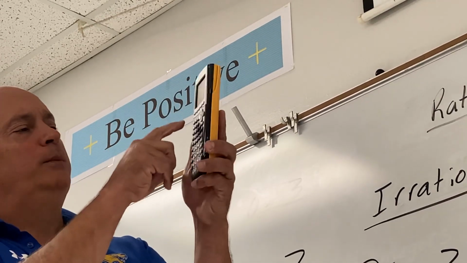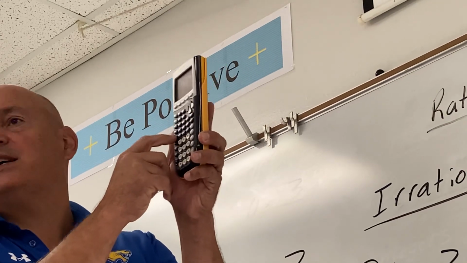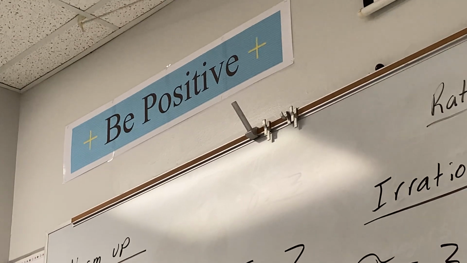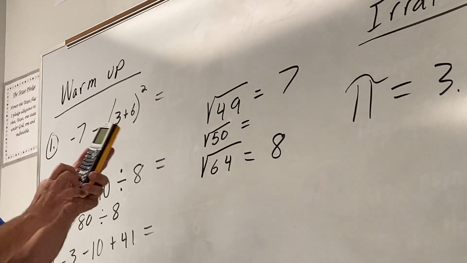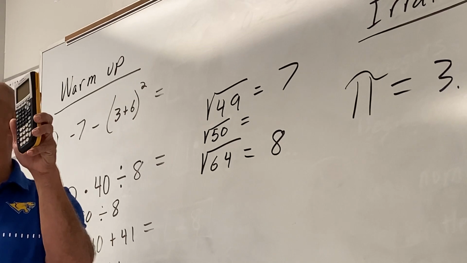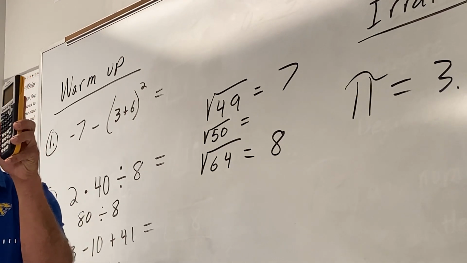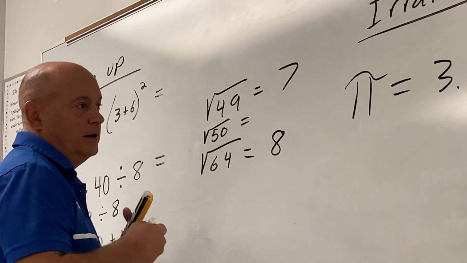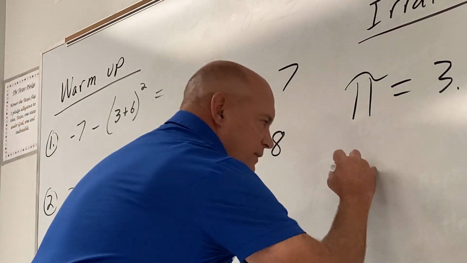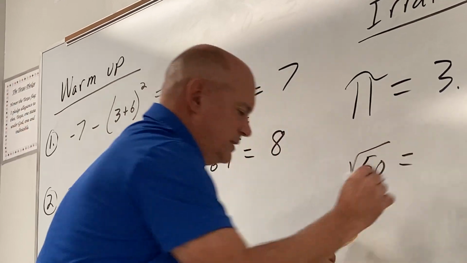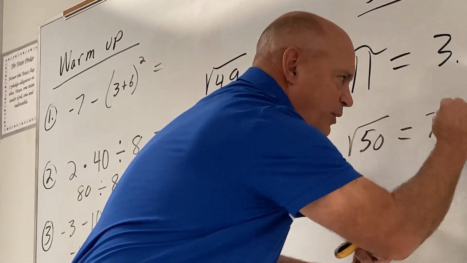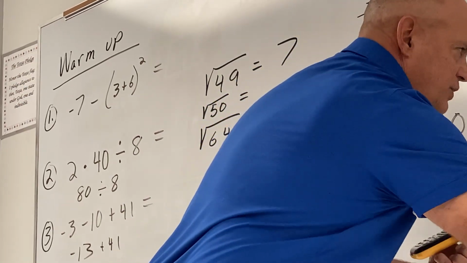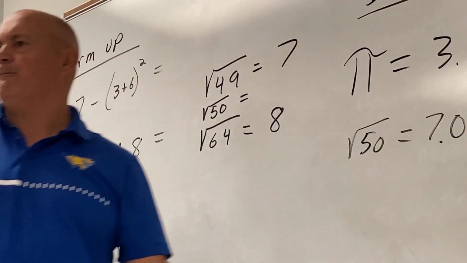So hit blue, and then hit the x squared button, and the square root symbol will pop up on your screen. Now type in the number 50, and hit enter. And the calculator will tell you what the square root of 50 is. 7.07106. All right, I'm going to put it down here. Square root of 50 is, according to my calculator, 7.071067812. Does it stop right there?